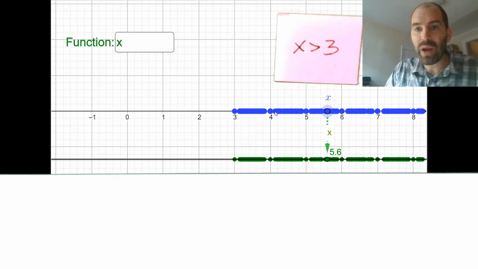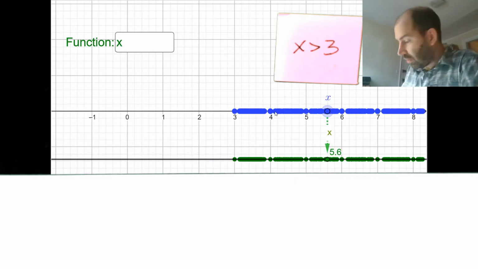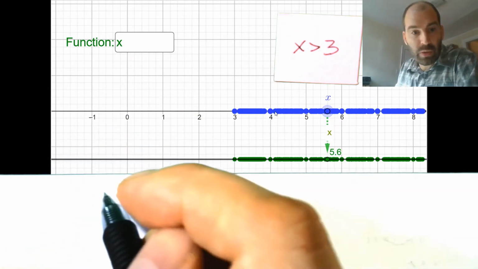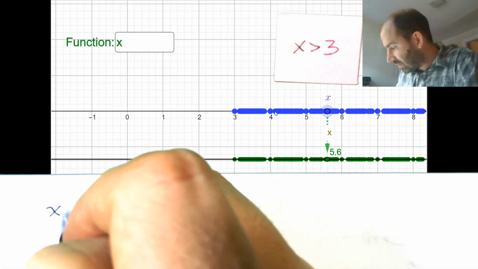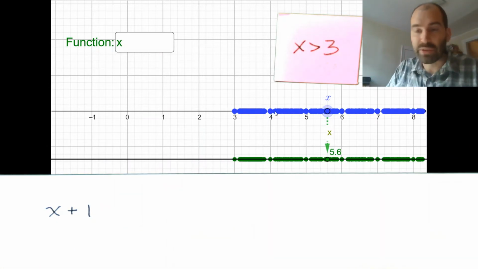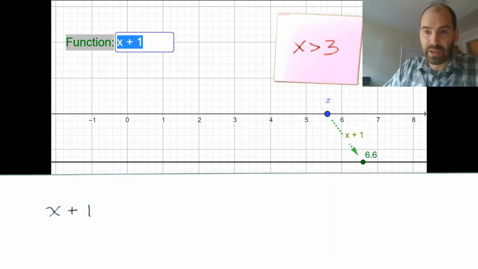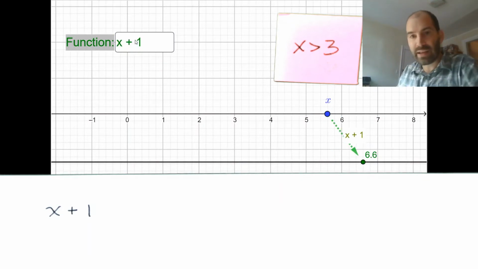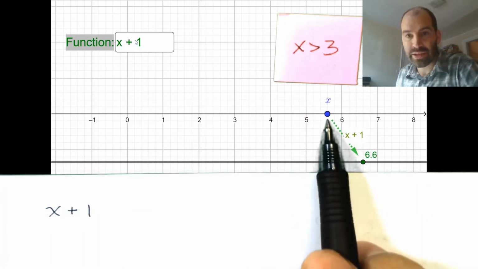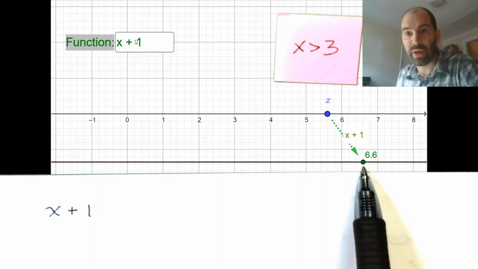Okay, what I want to know is what would happen if I applied some algebra to this. What if I looked at the inequality involving x plus 1? What inequality would x plus 1 satisfy? So I'm going to put x plus 1 in here, and you'll see that for every x here, it's adding 1 to it. That shifts it 1 unit to the right on the number line.